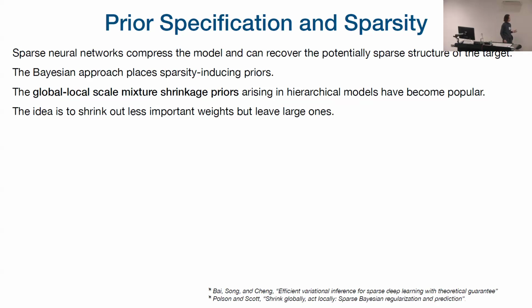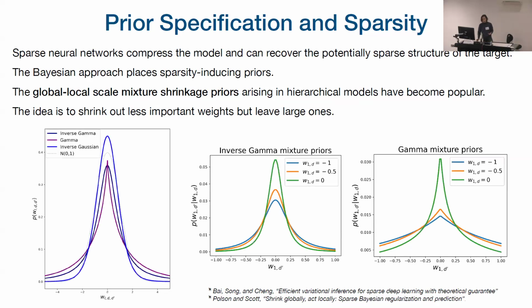Instead, we focus on the continuous global-local scale mixtures of generalized inverse Gaussians, which come from hierarchical modeling. And the idea is standard: you want to shrink out less important weights and leave the large ones. Here on the left-hand side, I have a marginal density on the weights obtained if we keep the global parameter fixed. Here are some examples of generalized inverse Gaussians. For example, if we start with the gamma priors, we get the purple line, which is the Laplace distribution, and we are in the case known as Bayesian lasso.